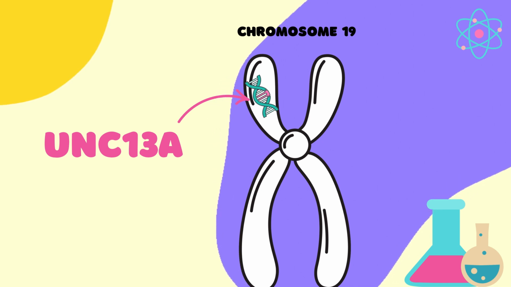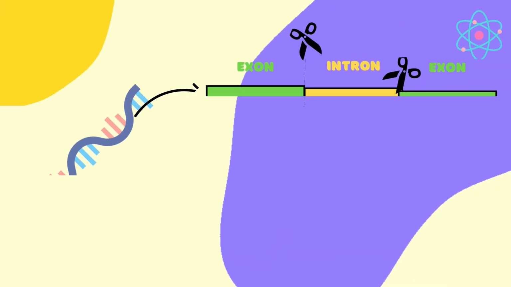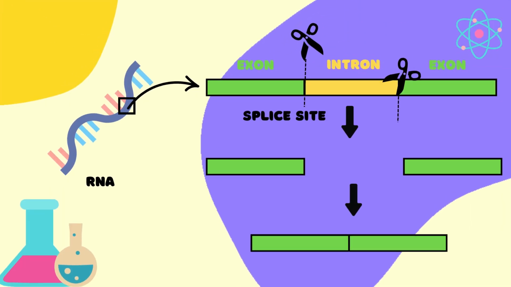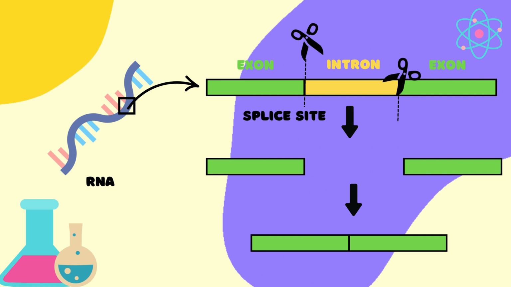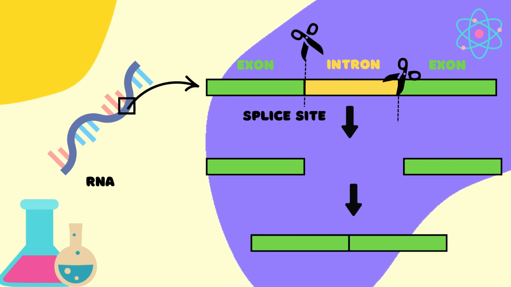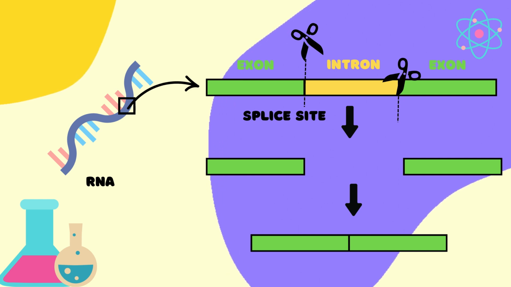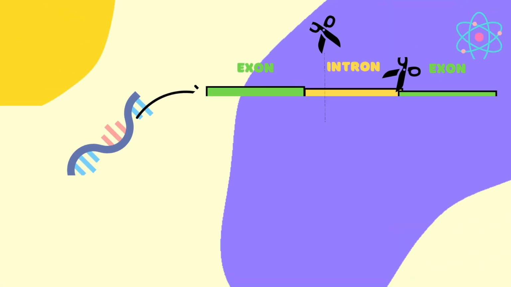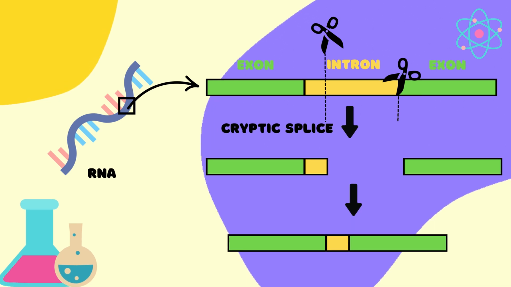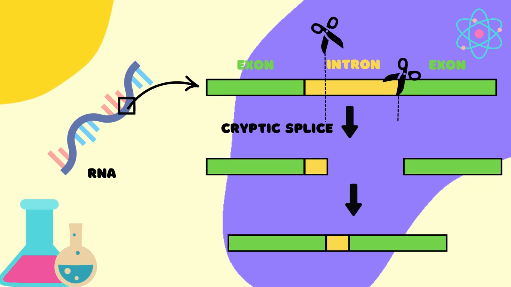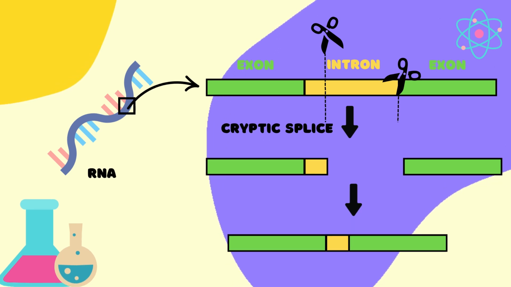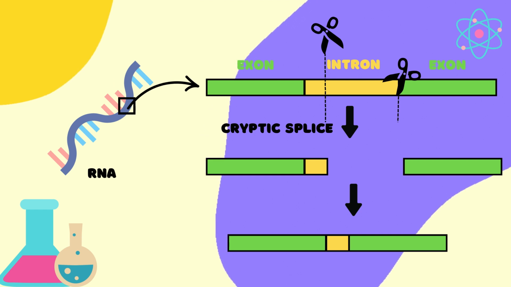and it's important for neuronal communication by helping prepare and release neurotransmitters. Now, an RNA molecule contains regions called exons and introns. During RNA processing, the cell is supposed to cut out the introns and join the exons together at a specific spot called a splice site. Sometimes the cell mistakenly uses an incorrect spot, one that is not normally used as a splice site, during the RNA splicing process, and this is referred to as a cryptic splice.